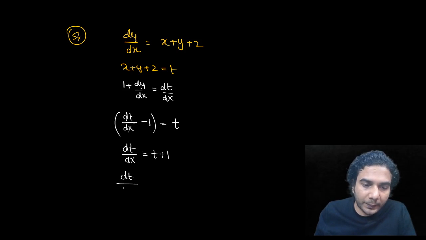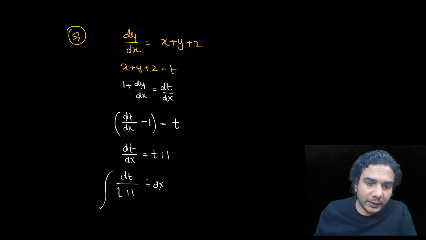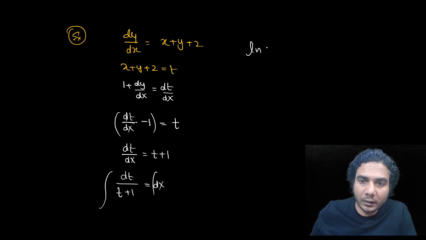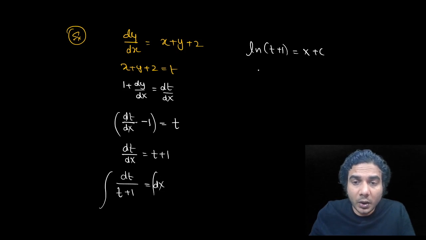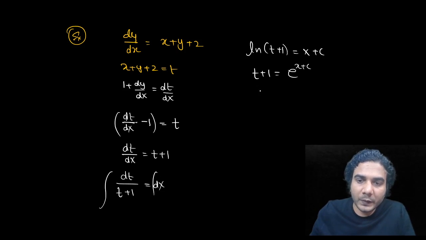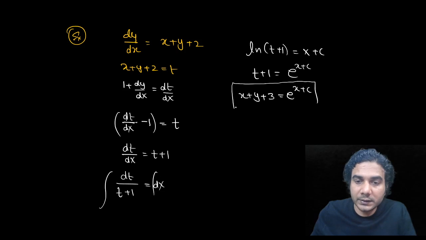You can write dt upon t plus 1 is equal to dx. Now you can integrate it. On integrating, you will get ln of t plus 1 is equal to x plus c. First you need to separate: t plus 1 is equal to e raised to x plus c. And put the value of t, so it is going to be x plus y plus 2 plus 1, which becomes 3, equals e raised to x plus c.